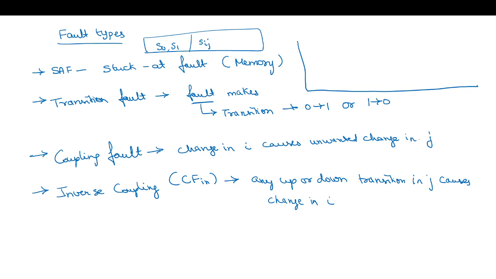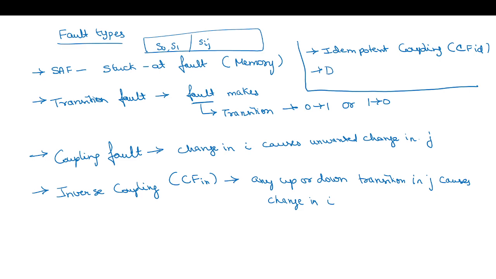Further, we have independent coupling fault presented by CFID. This presents any up or down transition in J that holds I to 0 or 1. If there is an up transition in J, it holds the I to 0. If there is a down transition in J, it holds the I to 1.